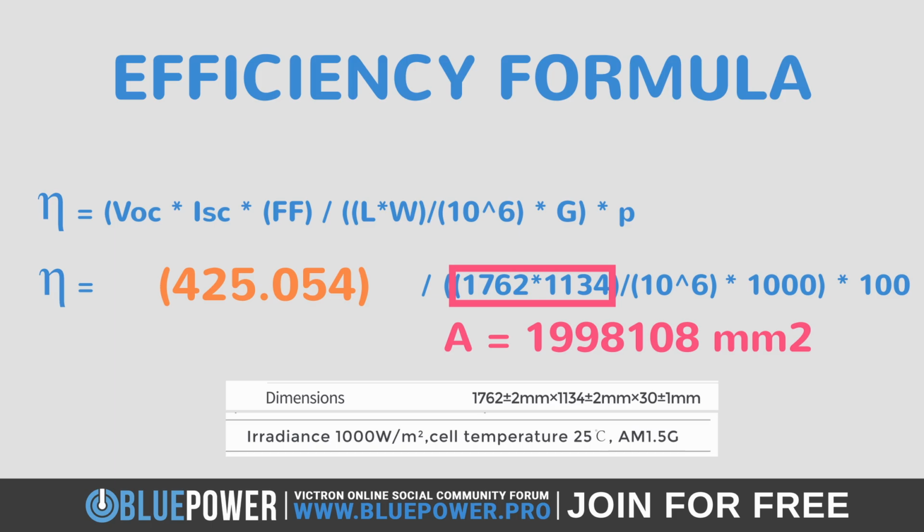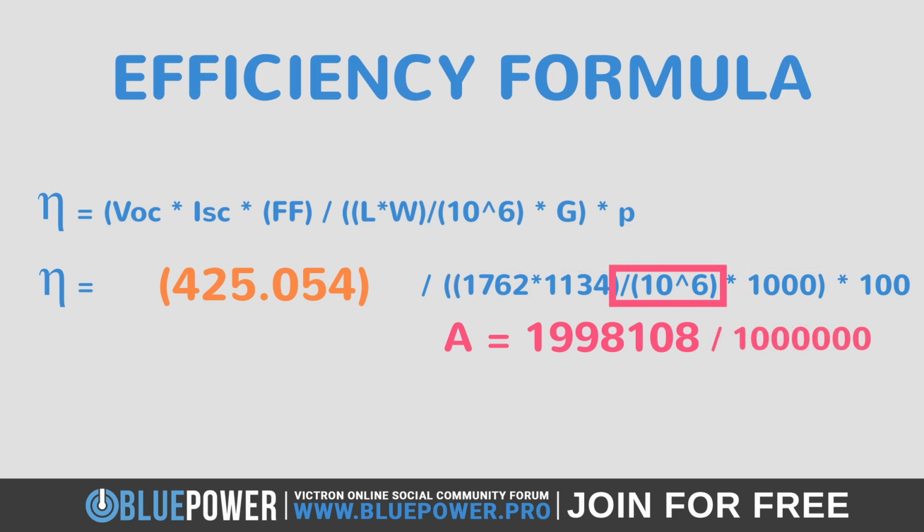However, this isn't very user-friendly. To fix this, let's convert it to square meters instead. This conversion is also required in order to keep consistency with G, or the irradiance, which is measured in watts per square meter. To do this, we need to divide it by 1 million.